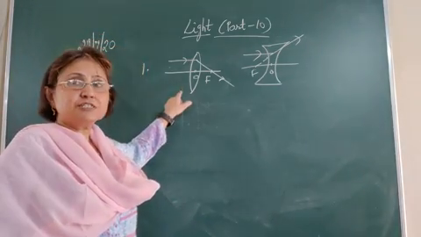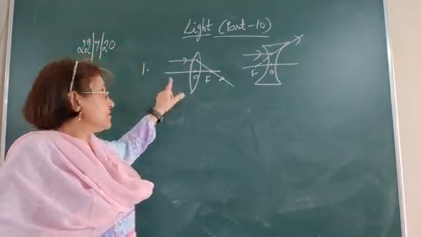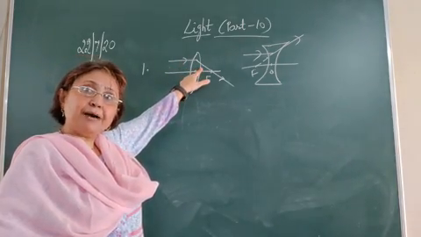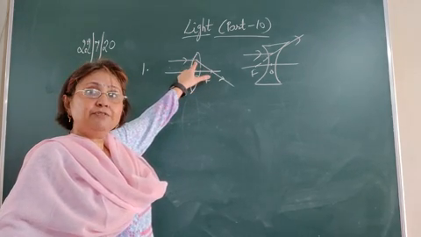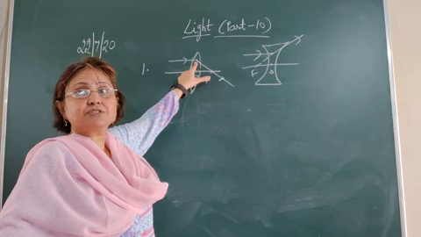Now draw both the figures. Convex lens, draw the incident ray parallel to the principal axis, and from where will you bend? From the center of this lens.